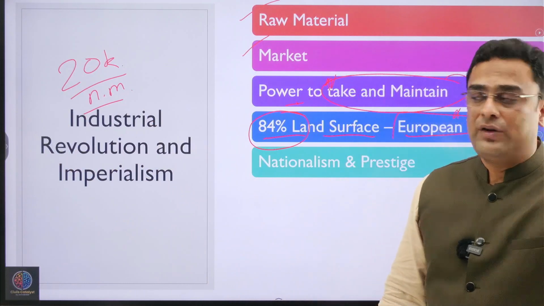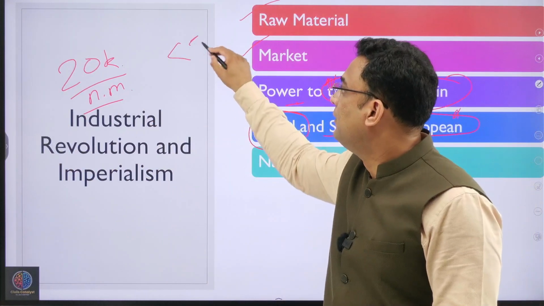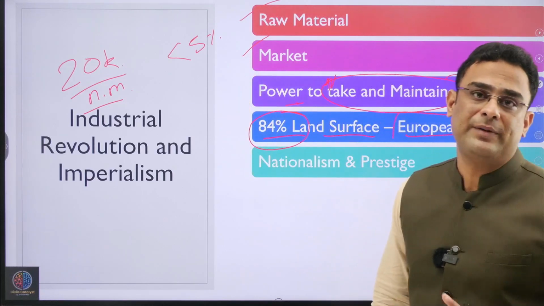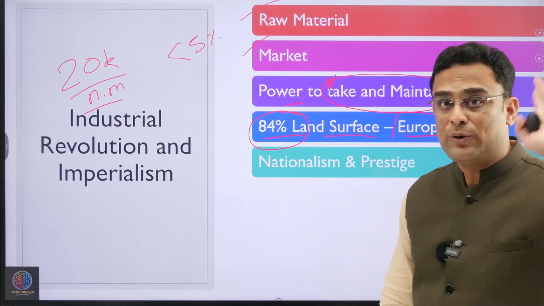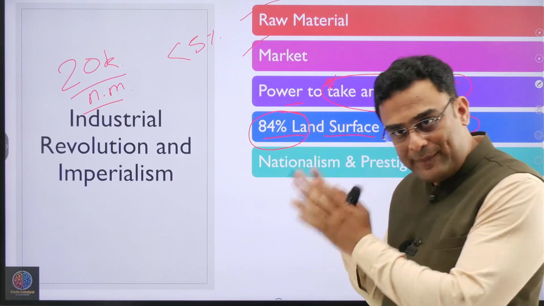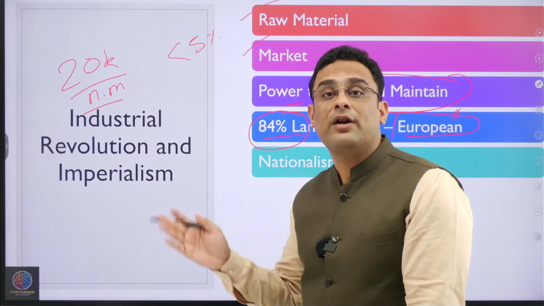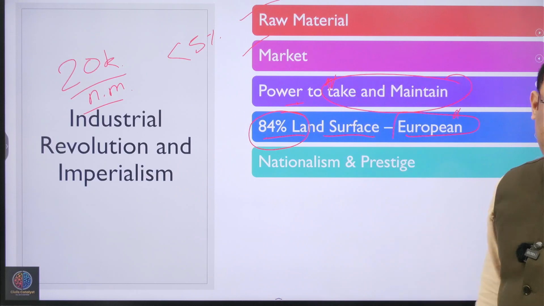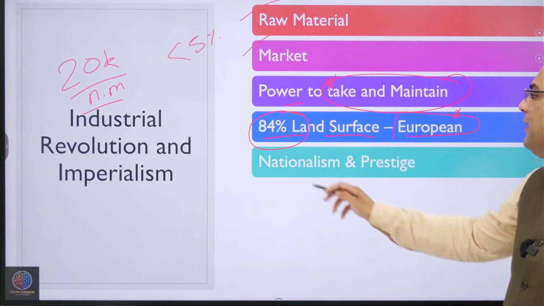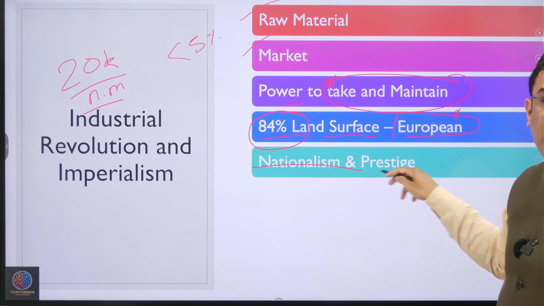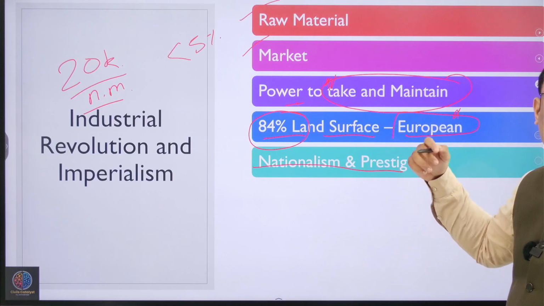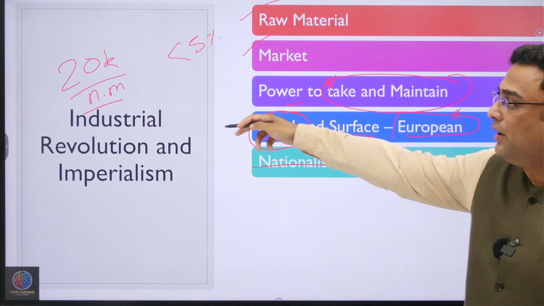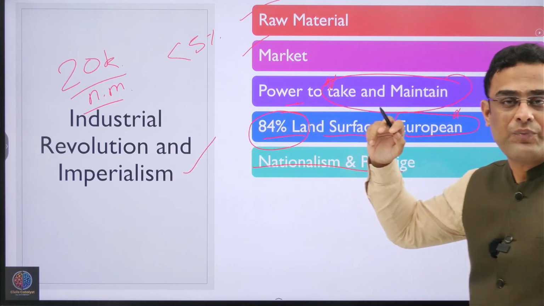पूरे ब्रिटेन का population was less than 5% of India's population. Less than 5%. पूरे ब्रिटेन का, we are not even talking about the white people here in India. We're talking about the whole of Britain. Yet they were able to dominate. This ultimately gave a fillip to nationalism and prestige associated with imperial possession.